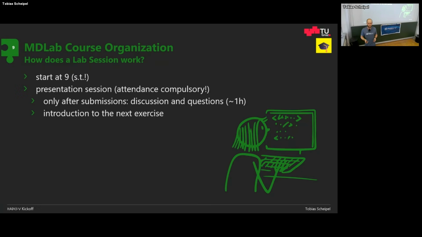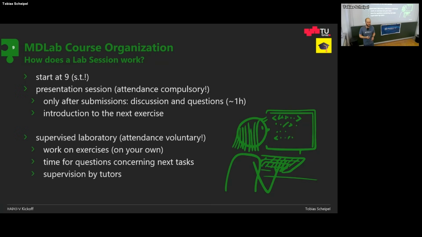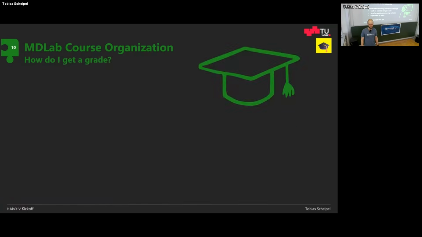Afterwards, we have a supervised laboratory where the attendance is voluntary. So for you, compulsory attendance is only about 1 hour, not every week. Just check the schedule. In the supervised lab, you can work on your exercises on your own. You can take time to ask questions to me, to Florian, to the tutors, all the time, so they will be here for your questions. And the room is booked until 1 p.m.